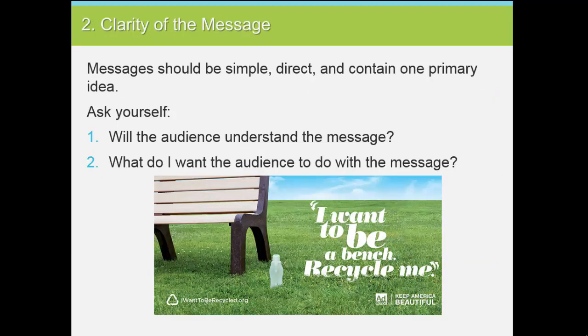Now we will talk about the says what part of the message, starting with clarity. In PR, you don't need to use complicated language to persuade people. You also don't need to communicate lots of ideas at the same time. Keep it simple by asking yourself these 2 questions. Will the audience understand the message? And what do I want the audience to do with the message?